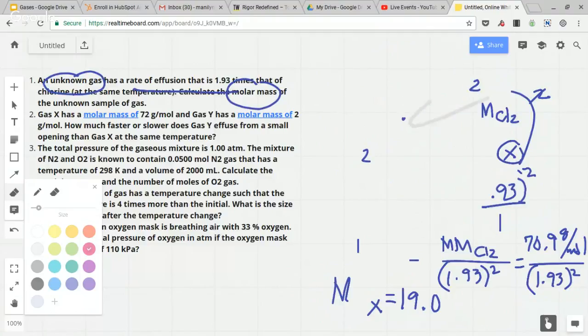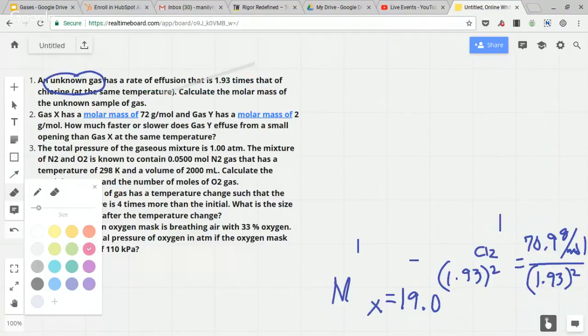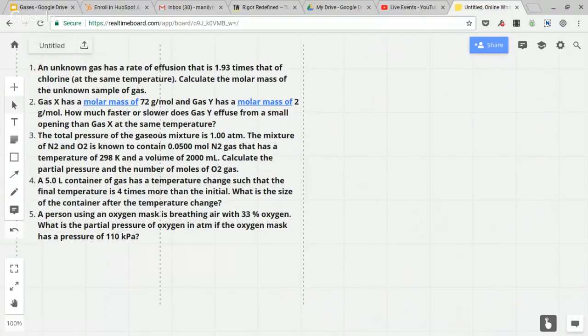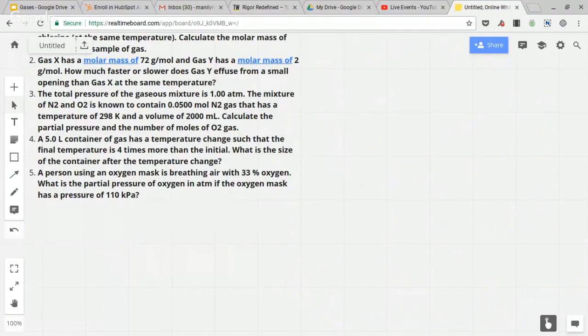We're ready to proceed to our second problem. Let me erase that. Okay, let me just move this up. Now into problem number 2. Are we ready? For those who are with me, I hope we're ready to tackle problem number 2.